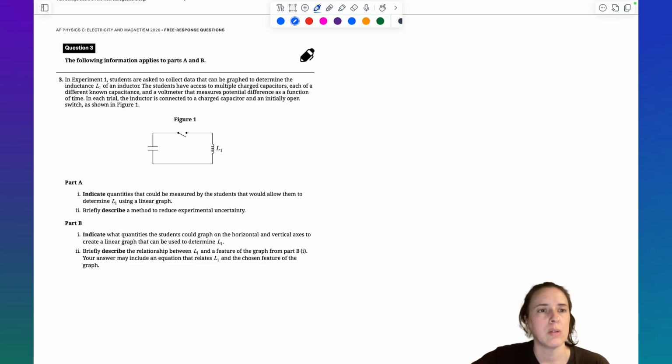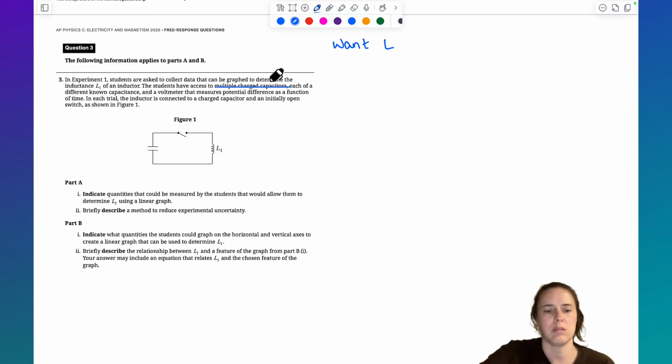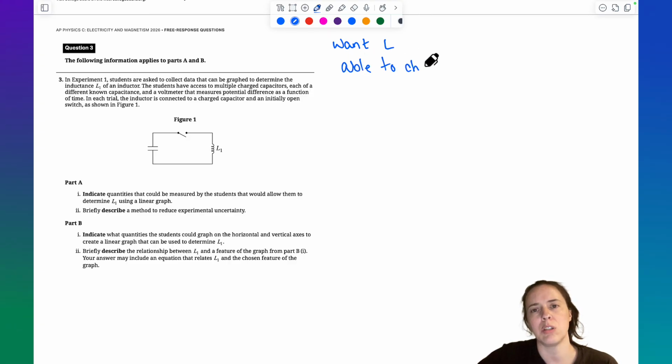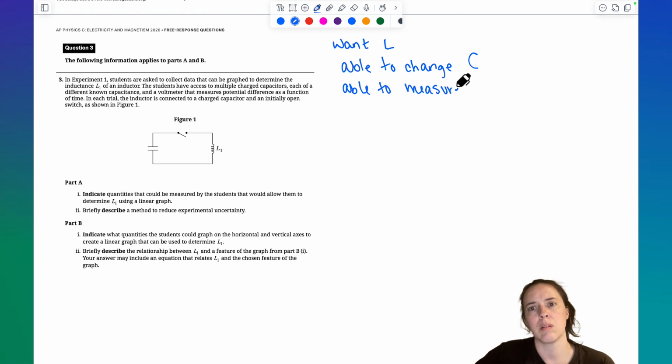Anyways, so in experiment 1, students are asked to collect data that can be graphed to determine the inductance L of an inductor. So we want the inductance, check. The students have access to multiple charged capacitors. All right, so we are able to change capacitance, check. That's going to be important. Each has a different known capacitance, and a voltmeter that measures potential difference as a function of time. So we are able to measure V of t.